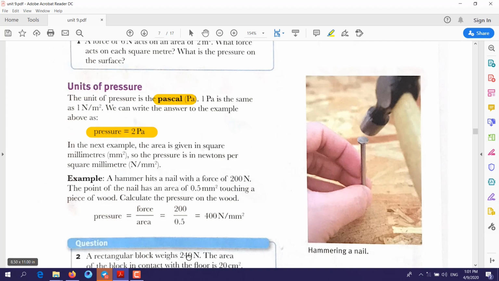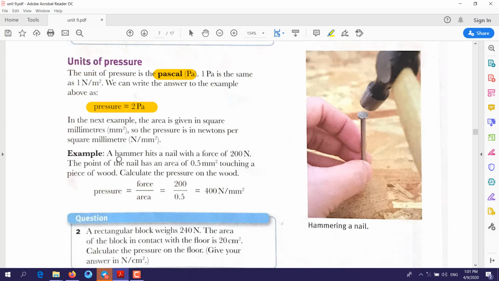Here we have this example. A hammer hits a nail with a force of 200 Newton. So here is the force. The point of the nail has an area of 0.5 square millimeter, touching a piece of wood. Calculate the pressure.